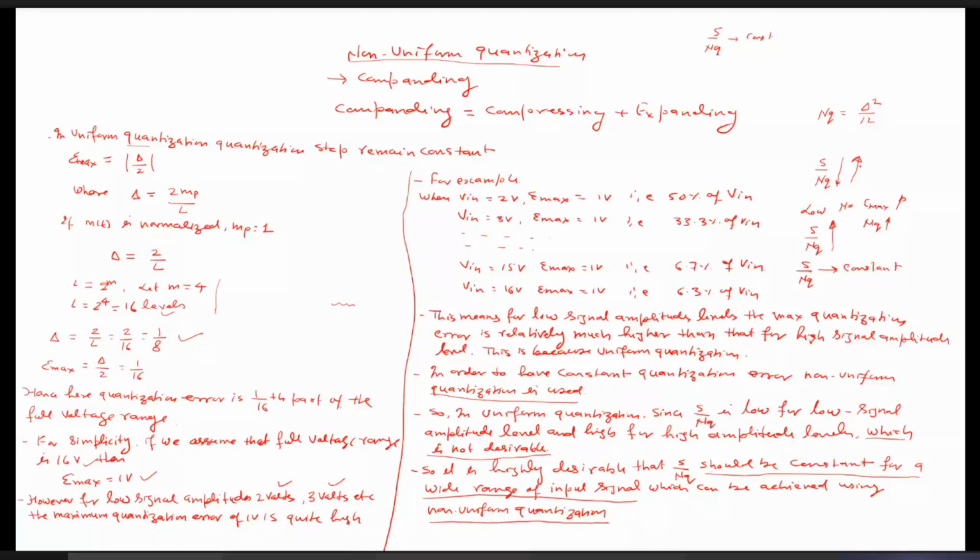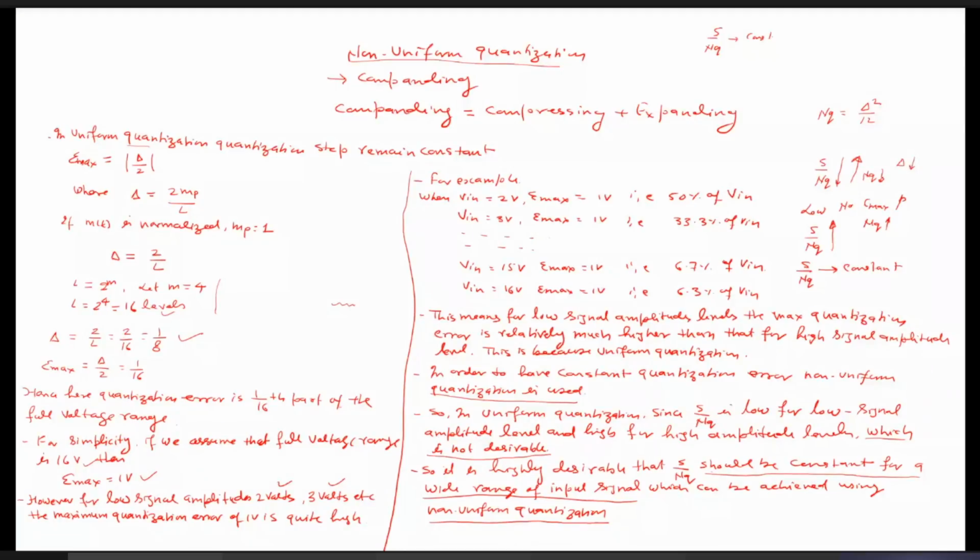So how can we increase the signal to noise ratio at low amplitude? We can increase that just by decreasing this NQ. And how can we decrease this NQ, which is given by delta square by 12, in the case of uniform quantization? Just by decreasing this delta, because if we decrease this delta, then this NQ will decrease.